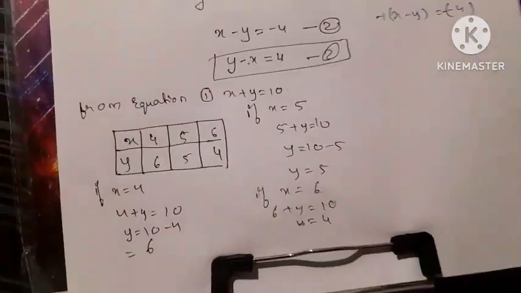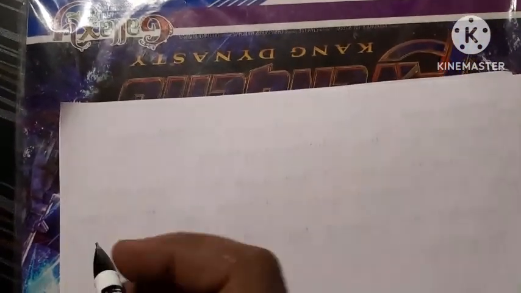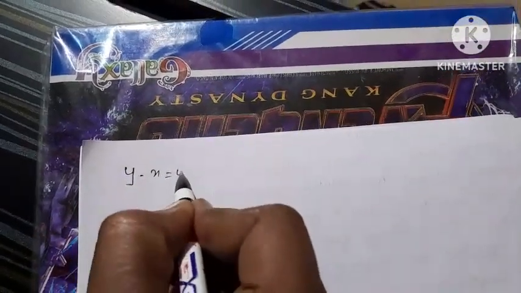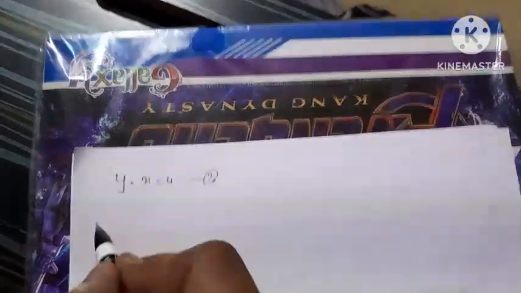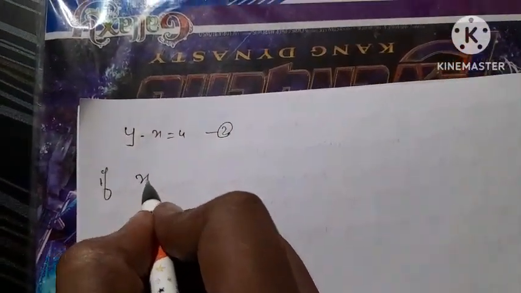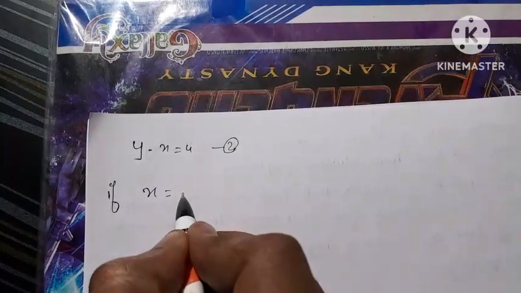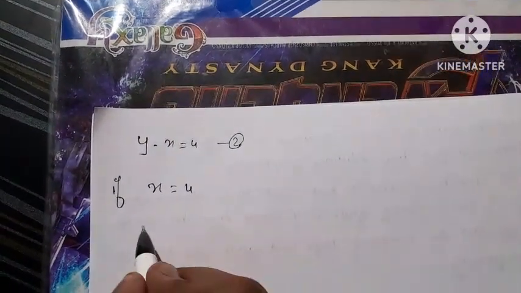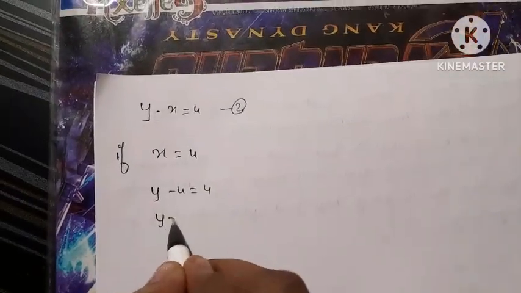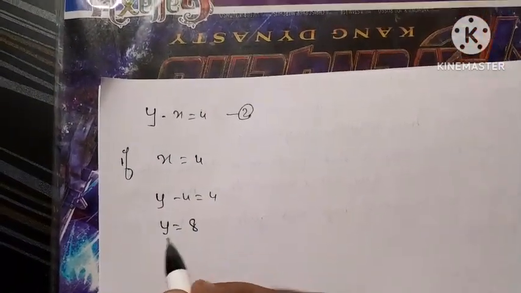So similarly, we will find for equation 2. So for equation 2, we'll start. Equation 2 is y minus x is equal to 4. Suppose x is equal to the same value, if we take 4, then what do we get? Y minus 4 equal to 4. Y is equal to 4 plus 4, 8.